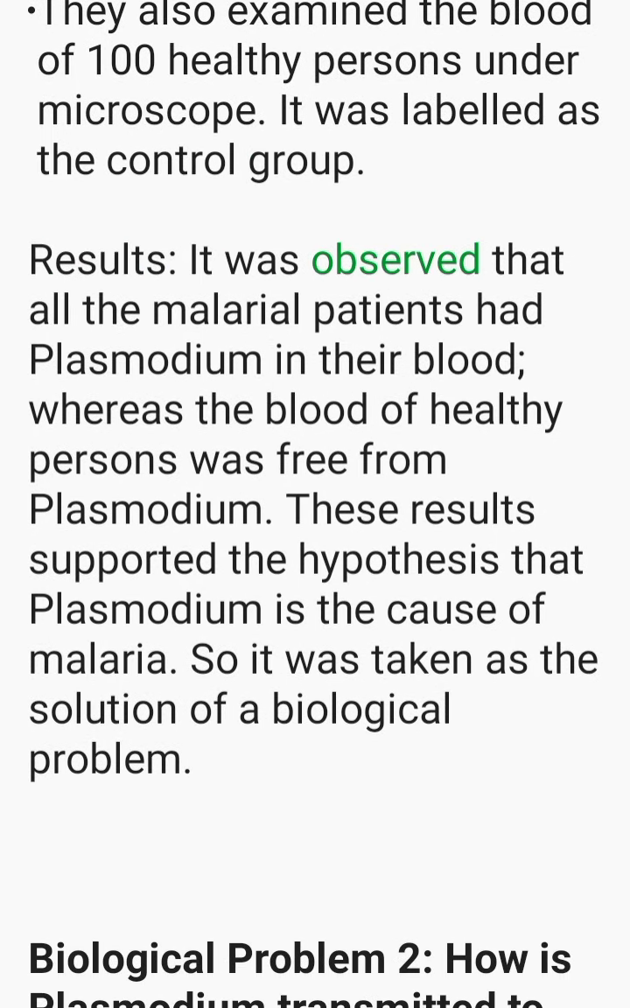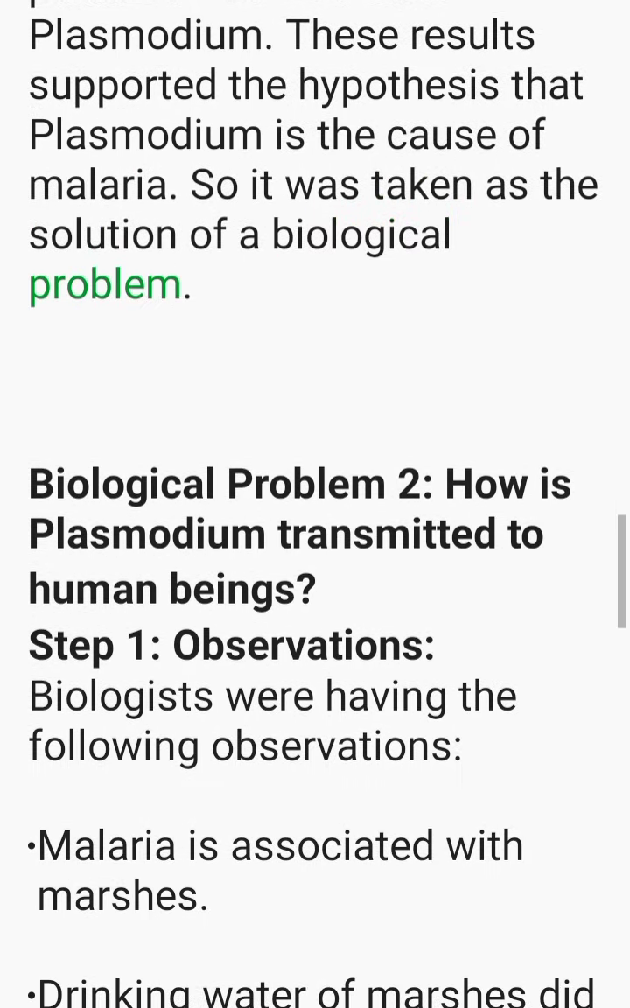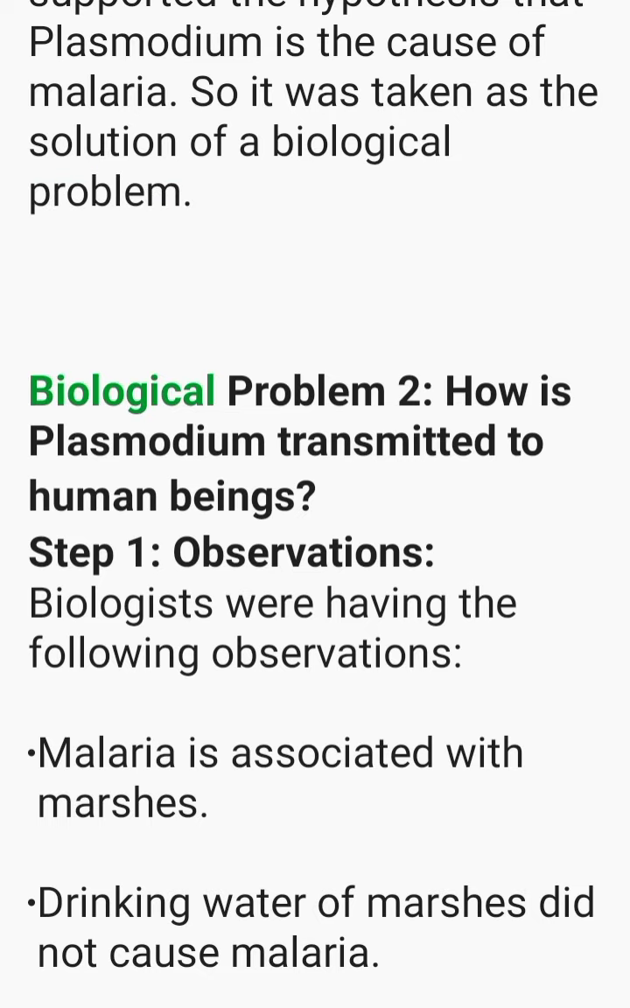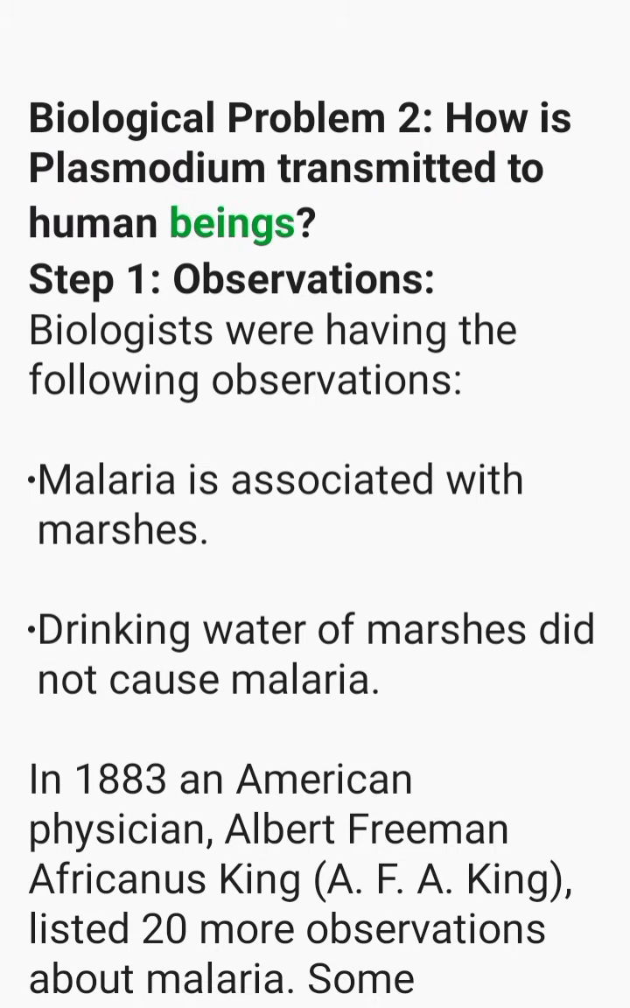Results. It was observed that all the malarial patients had Plasmodium in their blood, whereas the blood of healthy persons was free from Plasmodium. These results supported the hypothesis that Plasmodium is the cause of malaria. So it was taken as the solution of a biological problem. Biological problem 2. How is Plasmodium transmitted to human beings?